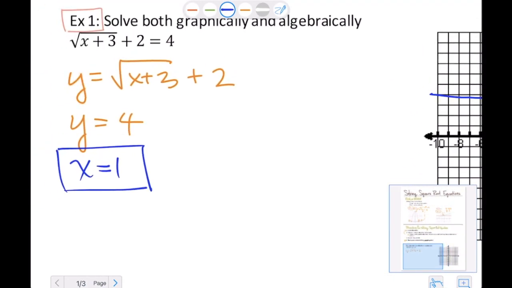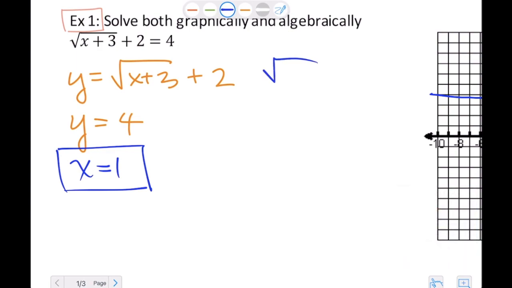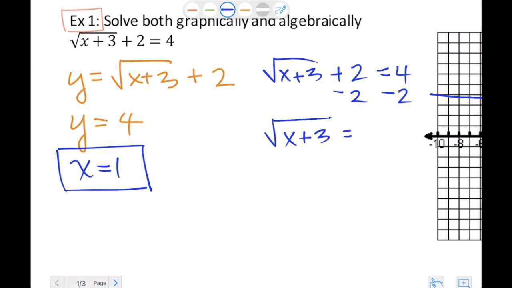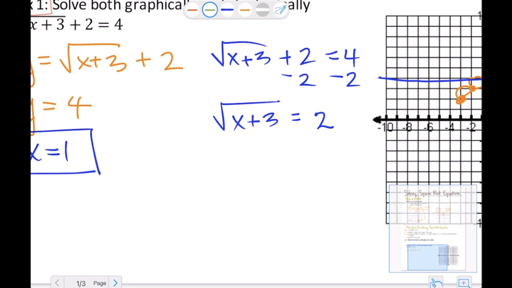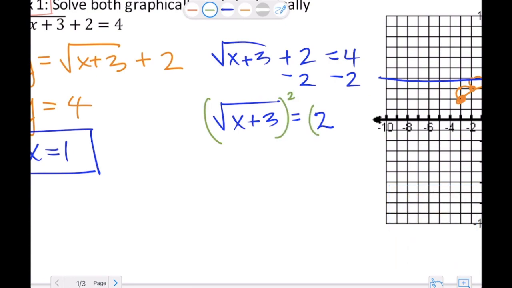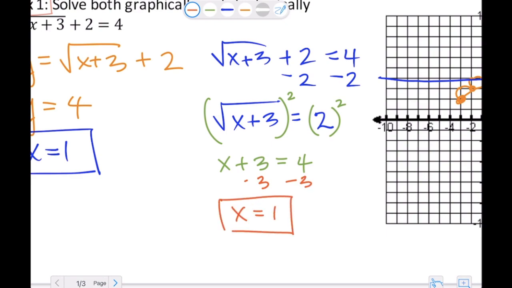So we'll just go through the process that's listed above. The first thing we want to do is isolate our radical, so we're going to subtract 2 from both sides. At this point, all we have on the left side of the equation is the radical, and then the other side has just a constant. At this point, what we can do is square both sides. Because that's a square root, to get rid of it, we square it. So then we end up with x plus 3 is equal to 4. And then subtract 3 from both sides and find, again, that x is equal to 1.